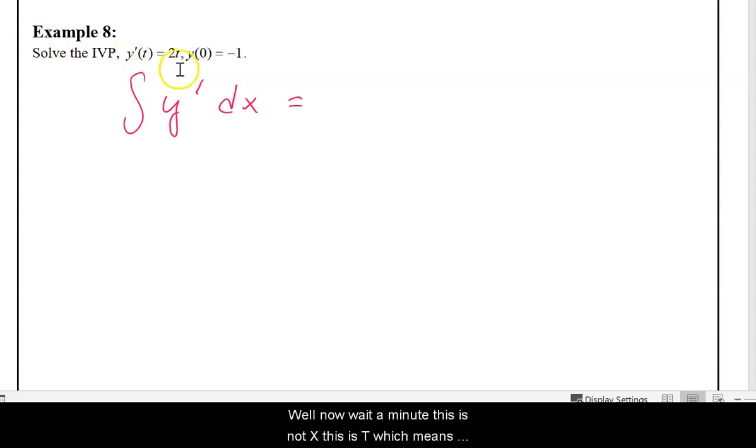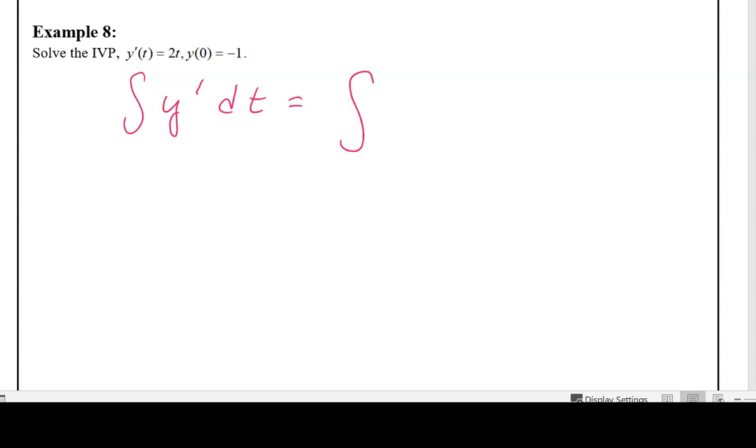Well, now wait a minute. This is not x, this is t, which means that my independent variable must be t. So I'll need to change the differential that I'm integrating with respect to t. On the right, this gives me the integral of 2t dt.